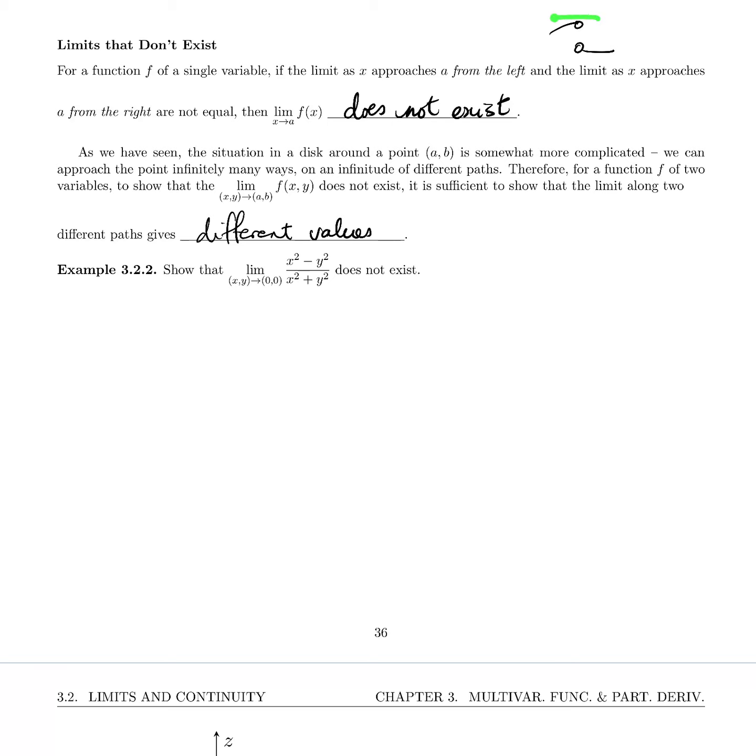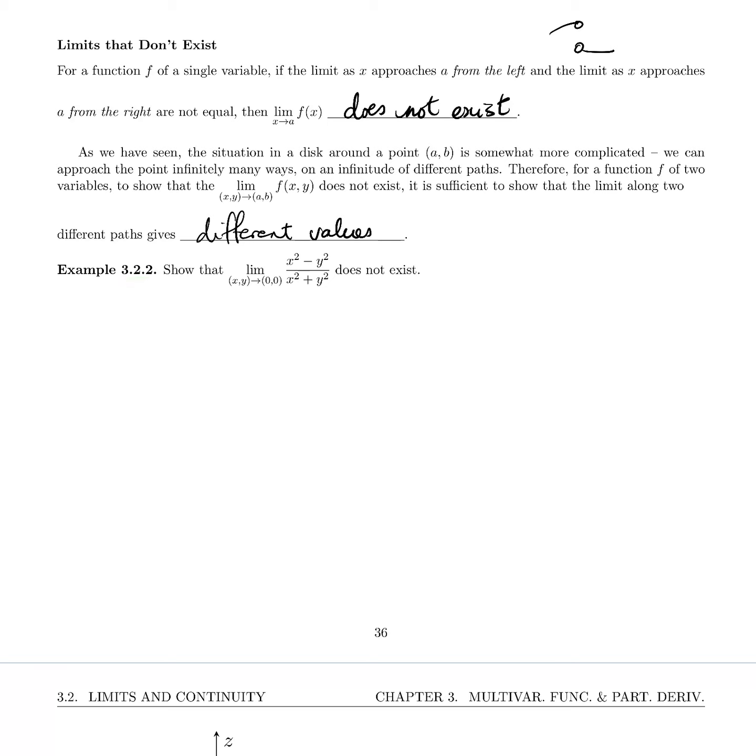In Cal 1, there were only two ways to approach, two different values on two different ways. This is now in Cal 3, two different values along infinitely many different ways. It's sufficient to find two different approaches that have different values to show that the limit doesn't exist. So let's do that in example 3.2.2.